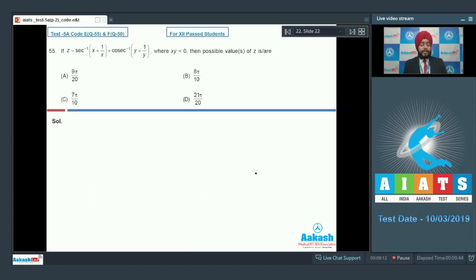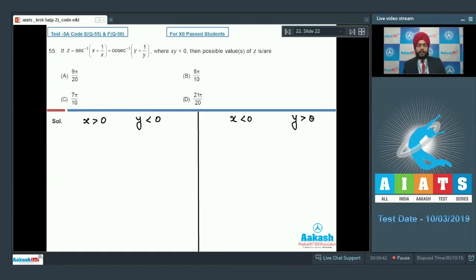Question number 55 says that if z is a value which is given as secant inverse of x plus 1 by x plus cosecant inverse of y plus 1 by y, where x into y is negative, then the possible values of z are. Students, if x into y is negative, that means they both are of the opposite sign. We have to consider two cases. Case number 1, x positive, y negative, then x negative, y positive.